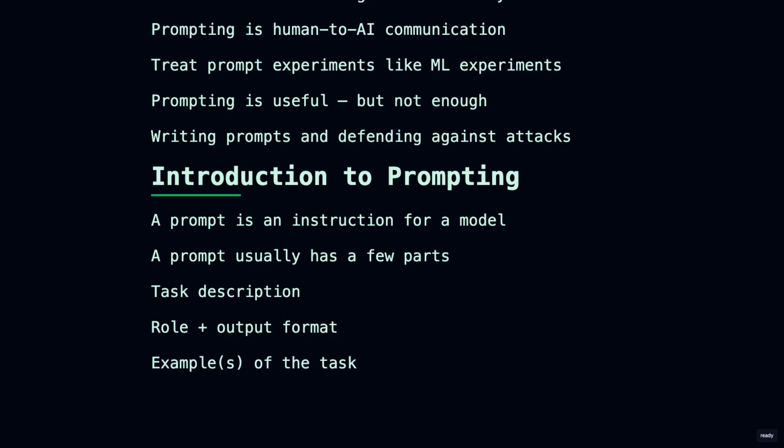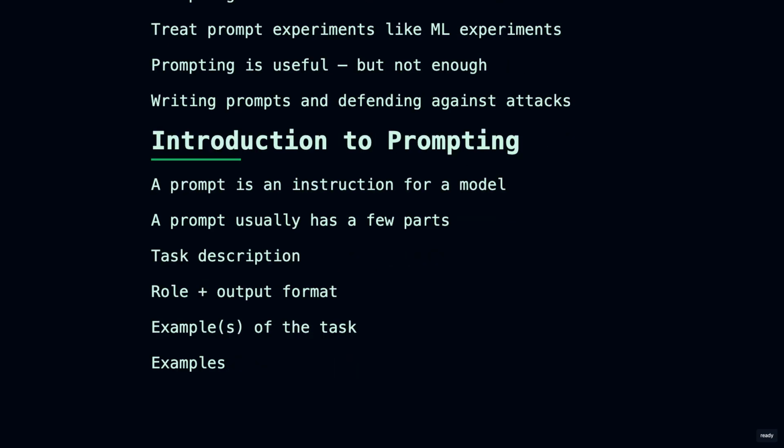Examples show the model the pattern you want. They are especially useful when the task has subtle categories or a specific style of response. If you want to detect toxicity, examples of toxic and non-toxic text make the boundary much clearer. That usually improves consistency more than vague instructions alone.